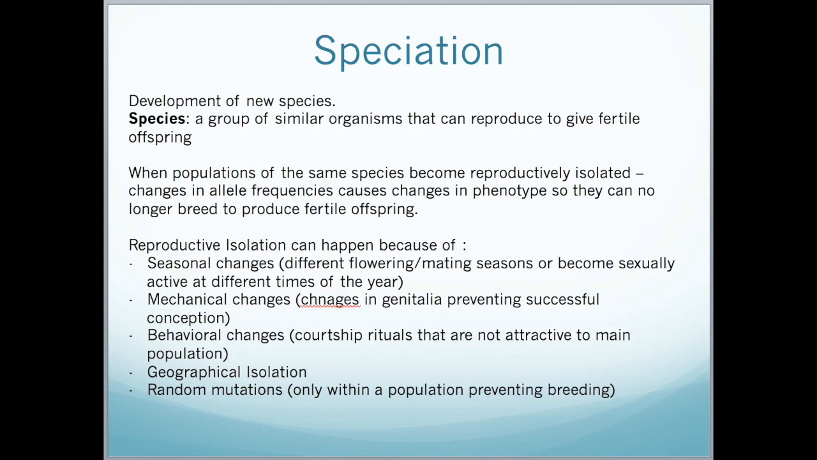So seasonal changes, things like different flowering and mating seasons. Therefore, individuals of the same species may become sexually active at different times of the year. Mechanical changes refers to the changes in the genitalia, which can prevent successful conception of offspring. Behavioral changes can refer to one group of the same species developing courtship rituals that are not attractive to the main population, which prevents them from breeding. Geographical isolation, which I'll talk about in a minute, and random mutations can also happen and prevent a species from breeding.